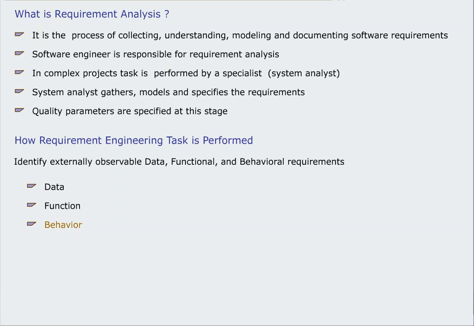The second task of the system analyst is to create data model, functional model and behavioral model. Models are abstraction of real situation and are used to make complex things understandable. For the same reason, models are created at requirement analysis phase so that requirements could be easily understood.